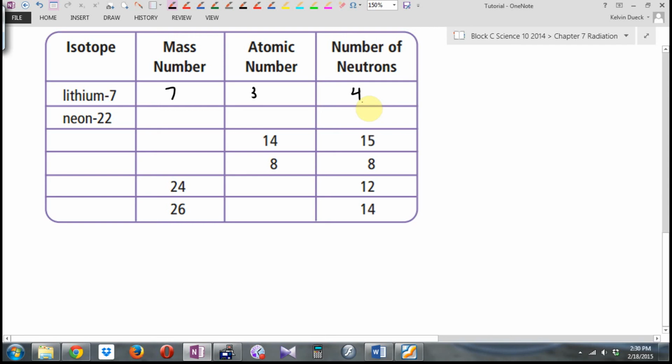What about neon-22? Now, normally, according to my sheet, neon has a mass of 20. That's what my pink periodic table says, but this one has a mass of 22. Still has an atomic number of 10, so neon-22 has 12 neutrons. It's probably unstable. It's going to decay.